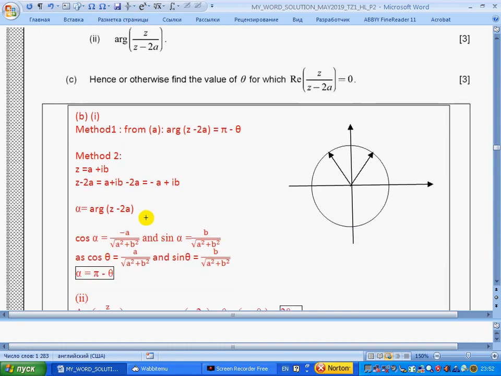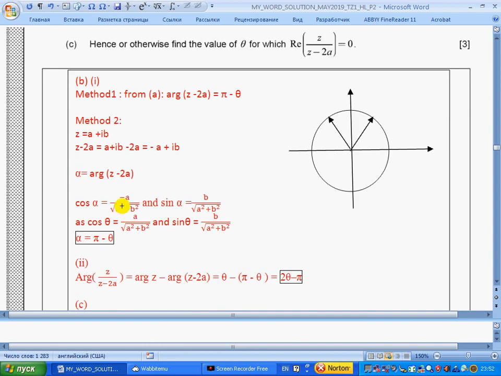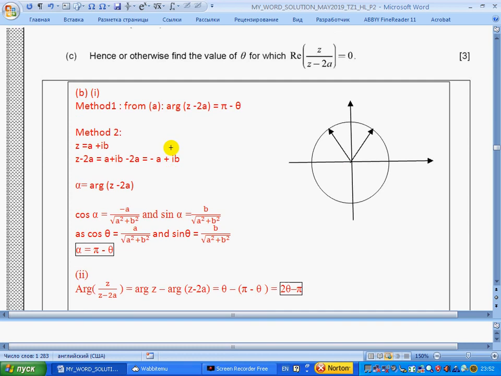Method 2. We write the expression for cosine and the expression for sine, and we see that cosine has the opposite sign, the same sine but opposite cosine, so it means that we have pi minus theta.